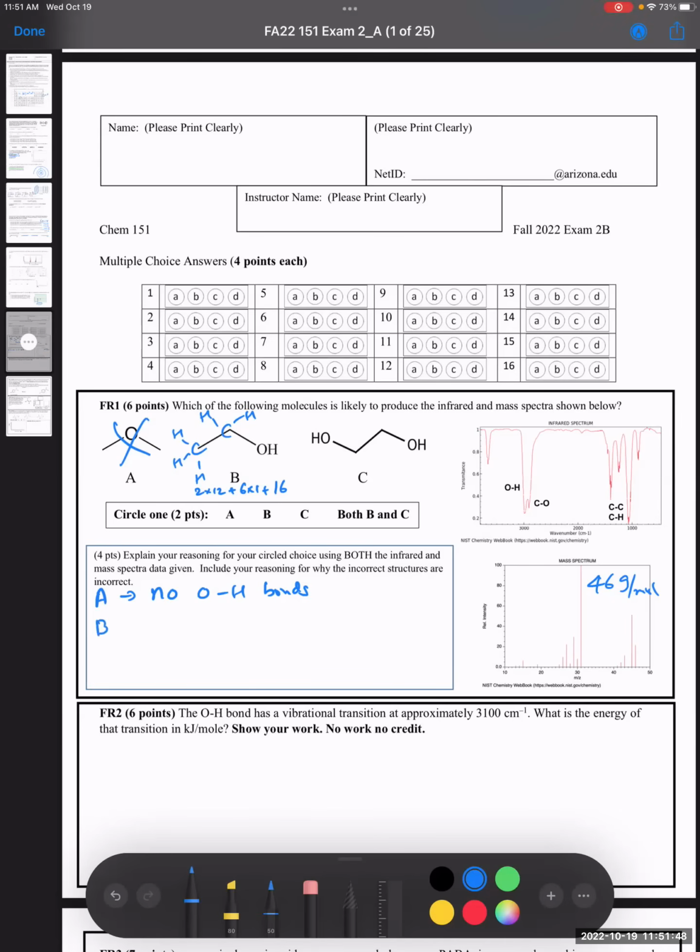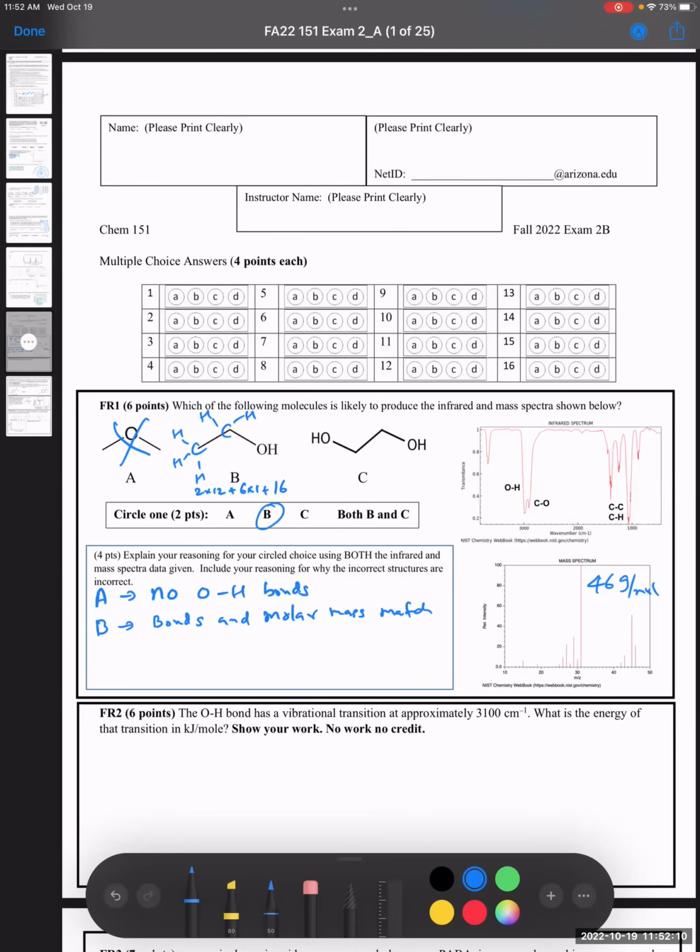Okay, B, so we have all the bonds and the molar mass. The molar mass matches. Therefore, B is great.